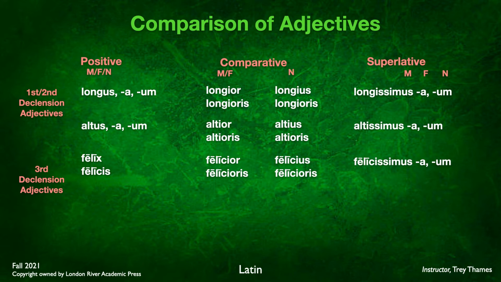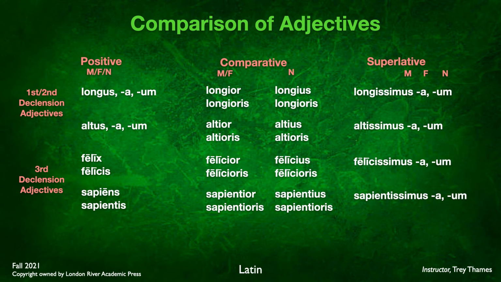All right, one more example of a third declension adjective, the word for wise, sapiens, sapientis. Your stem, of course, here is sapient-.